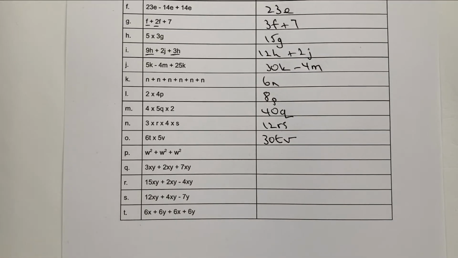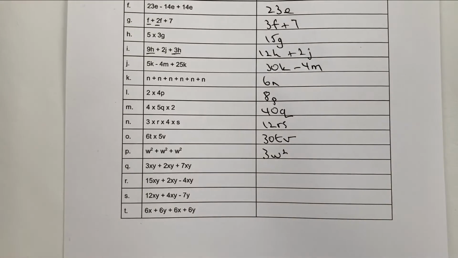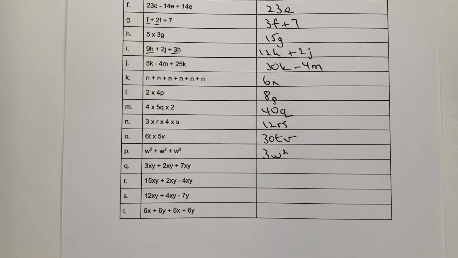Okay, w squared plus w squared plus w squared is going to be 3w squared. Just be very careful. This is not multiplying. Okay, we're not multiplying, we are adding them together.